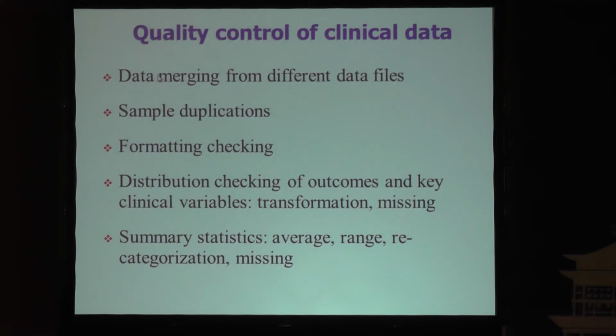We have the clinical data file, we have the genetic data file, we have other types of gene expression data files, or maybe we have other microbiome data. How do we harmonize these different databases together? You don't want to duplicate your data, and you don't want to delete some of the useful information. And then maybe you want to check for sample duplications.